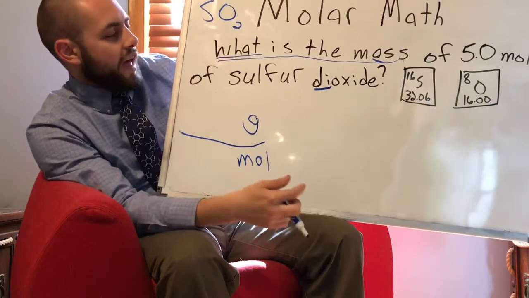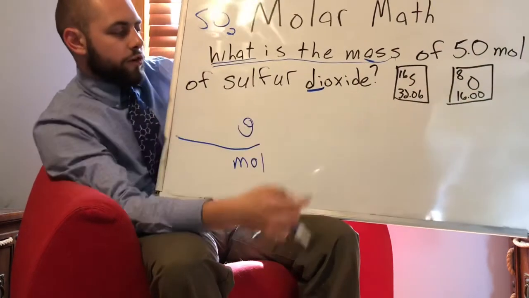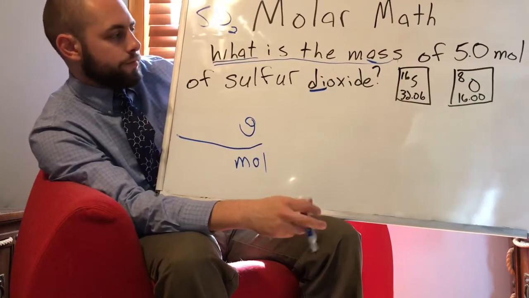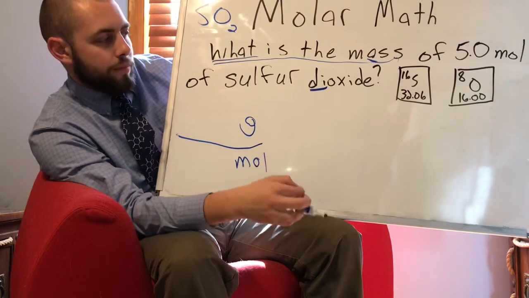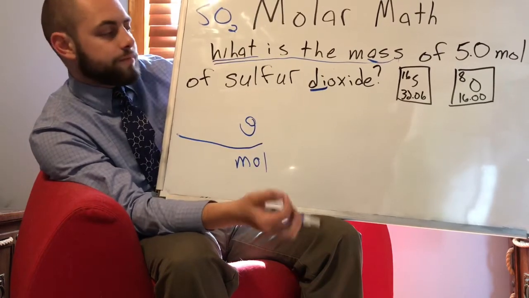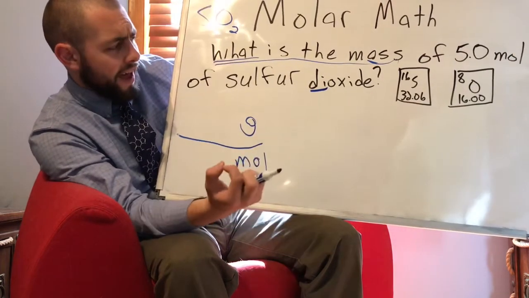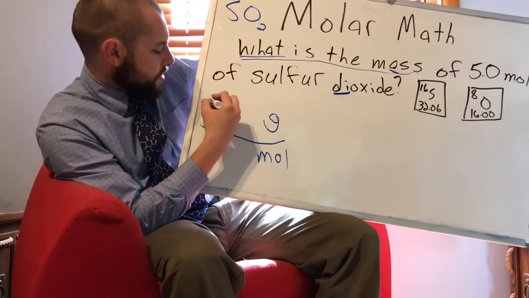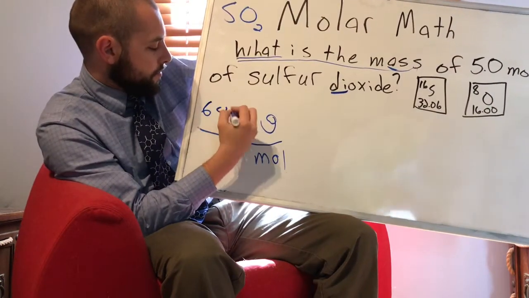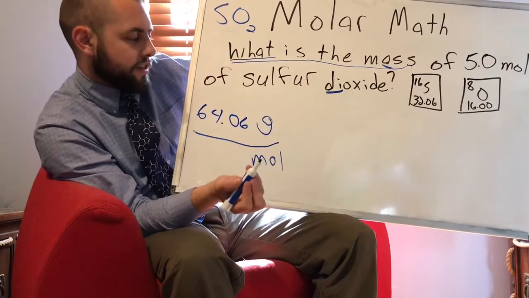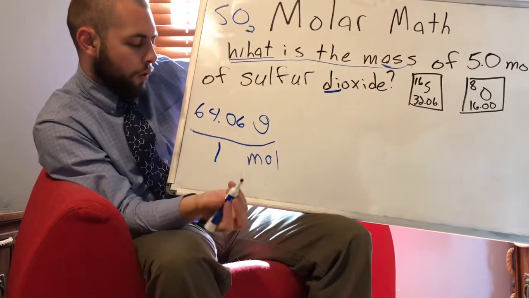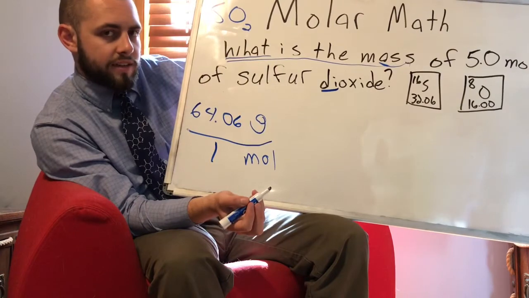So I'm going to have to add up 1 sulfur, which is about 32, and 2 oxygens, each one being about 16. So if I add all that up, I'm just doing that in my head real quick, I'm going to get about 64.06 grams per 1 mole of sulfur dioxide.